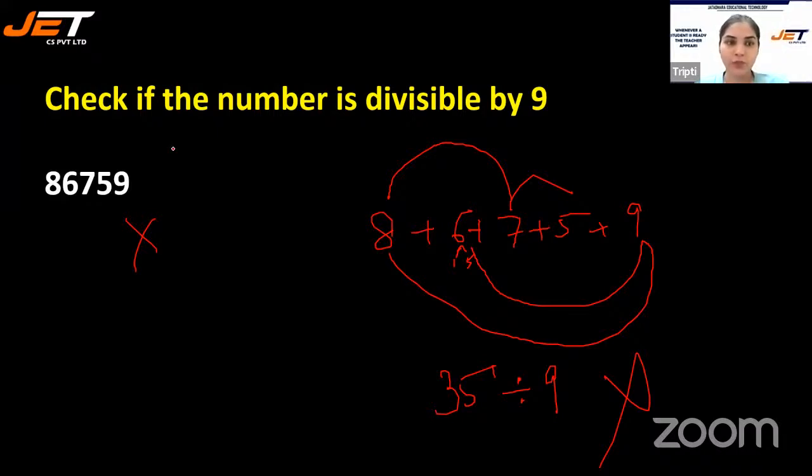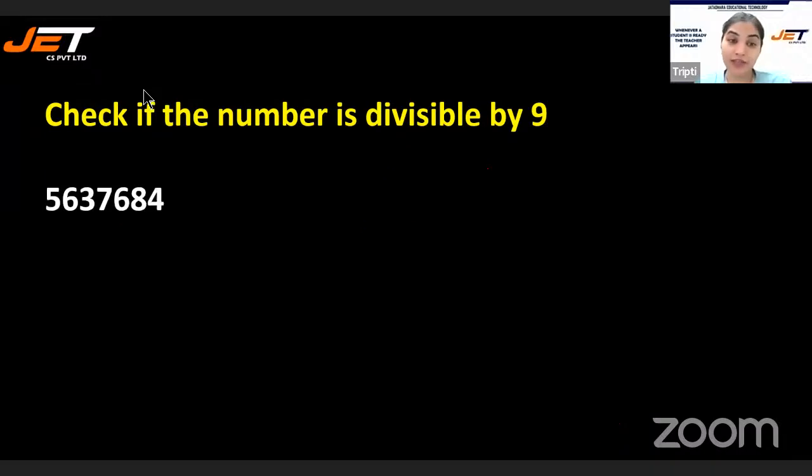Okay, next one. Don't feel bad, I know the digits are too big. There are so many digits, the number is too big. But with the help of the divisibility rule, it's quite easy to figure out whether this number is divisible by a particular number or not.